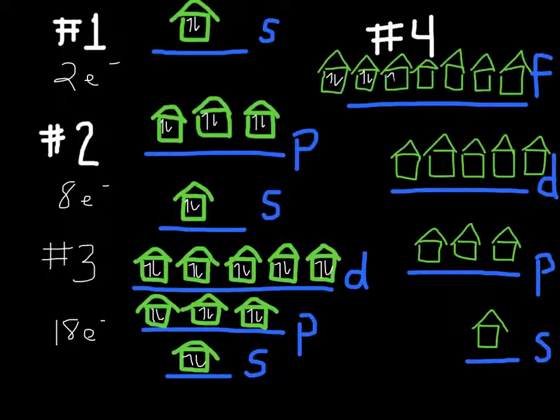2, 4, 6, 8, 10, 12, 14 on F Street. 2, 4, 6, 8, 10 on D Street, 2, 4, 6 on P Street, and 2 on S Street. So total, when you add them all together, you should get 32 electrons.